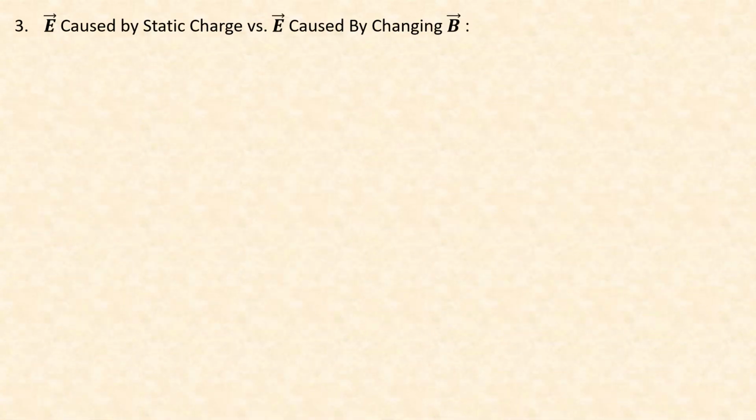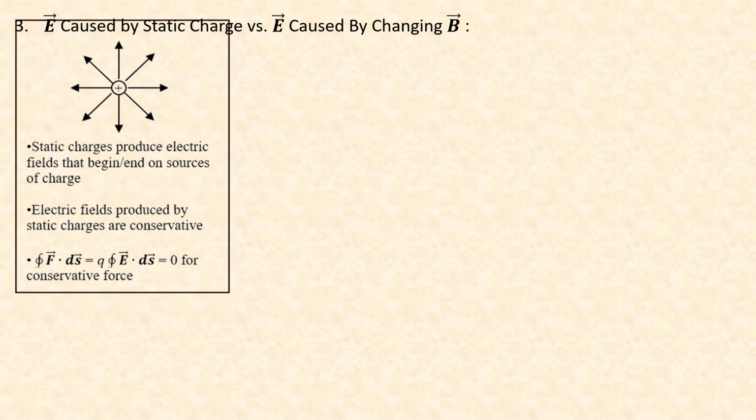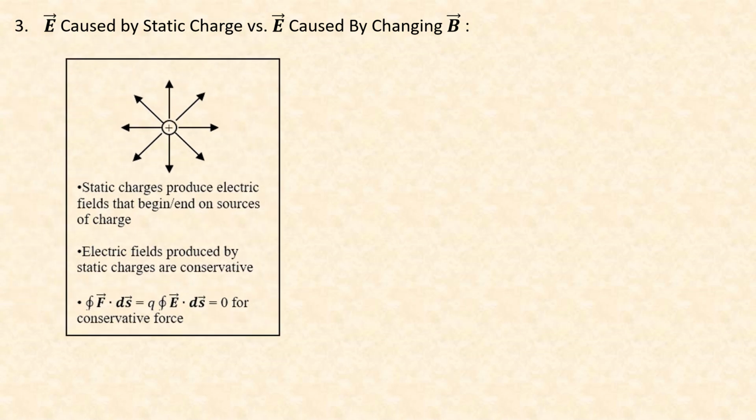In this slide, we'll discuss the difference between the electric fields that we talked about at the beginning of the course in our unit on electrostatics, that is, electric fields that are created by static electric charges, versus the induced electric fields we're now talking about that get created by changing magnetic fields. So let's start with what we're familiar with, that is, electric fields that are produced by static charges.